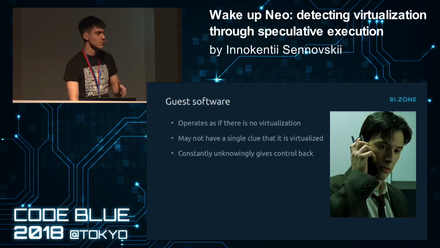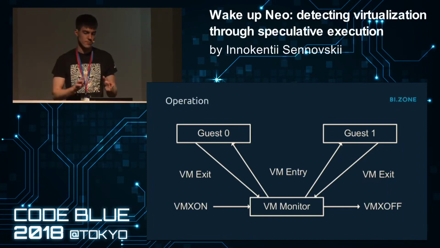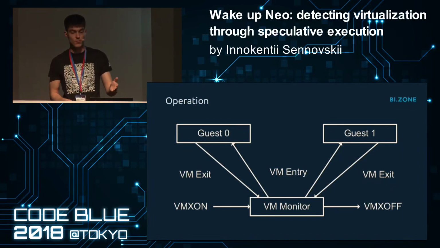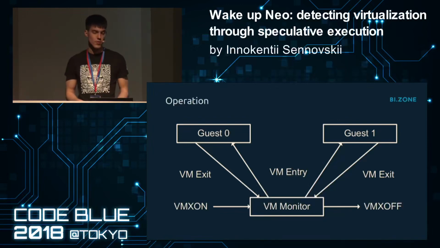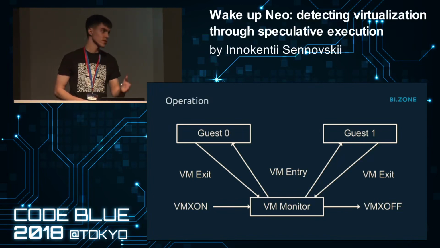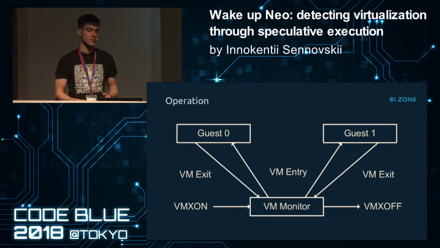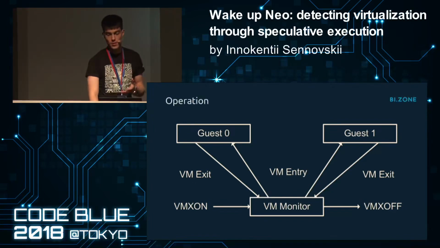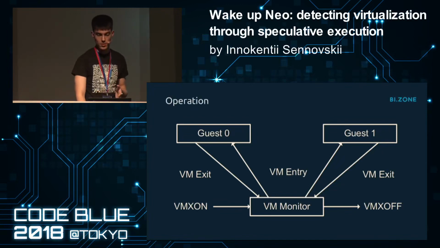So basically, if anything suspicious, anything out of the ordinary happens, for example, a context switch, it gives control back to the virtual machine monitor. So the standard operation is the virtual machine monitor starting with VMX on, then launching the guest with VM entry, then it receives a VM exit from the guest, so the guest at this point stops, has its execution stopped, and after that, the virtual machine monitor can launch a new guest, and in the end, it can switch off virtualization completely by using VMX off.